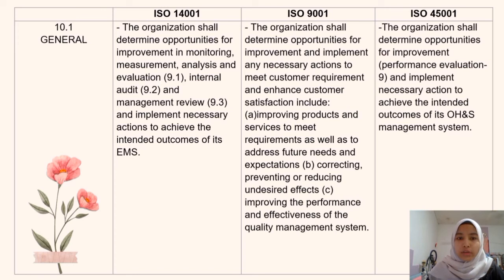are quite similar, where the organization shall determine the opportunities for improvement, and also implement any necessary action to achieve the intended outcome. But it's a little bit different for ISO 14001 and ISO 9001, whereas it involves the measurement, analysis and evaluation in 9.1, internal audit in 9.2, and management review in 9.3, where ISO 9001 also needs to implement the necessary actions that meet customer requirements and enhance customer satisfaction, improving their products and services, and correcting, preventing, or reducing any undesired effects, and also improving their performance and the effectiveness of the quality management.